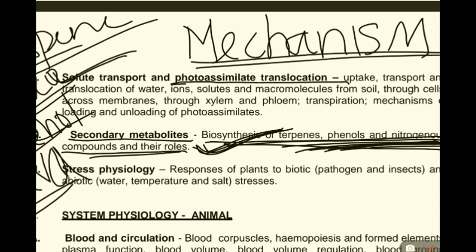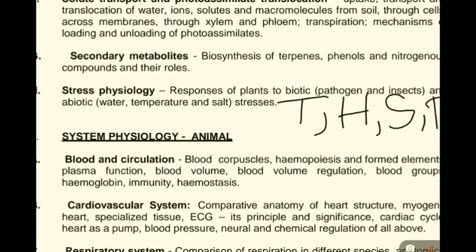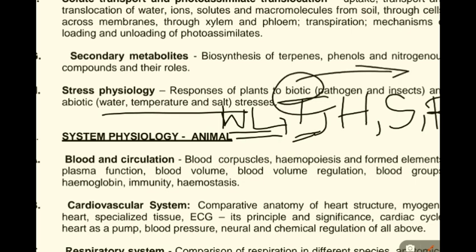Next thing is about stress physiology. Plants are exposed to various conditions: temperature, humidity, salinity, rainfall pattern, they may be exposed to drought condition, or to waterlogging, biotic and other abiotic stress, various pathogen interactions, various infections in plants, and how they handle them. That is all about stress physiology.